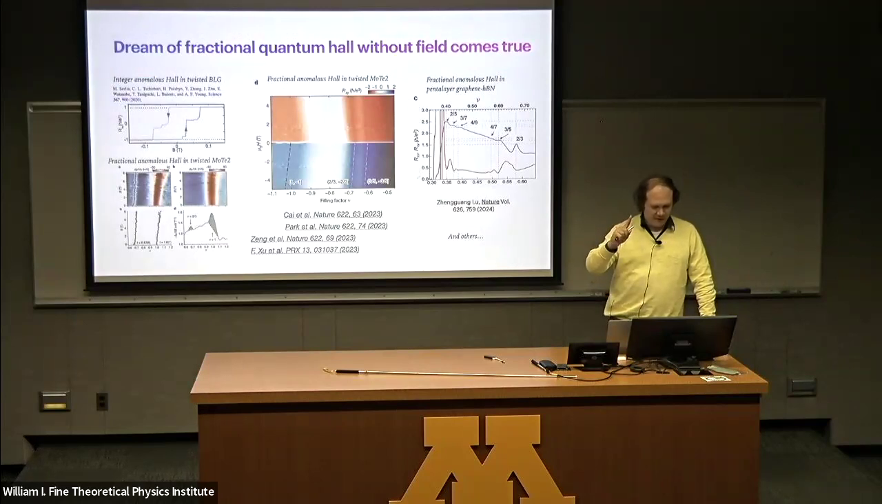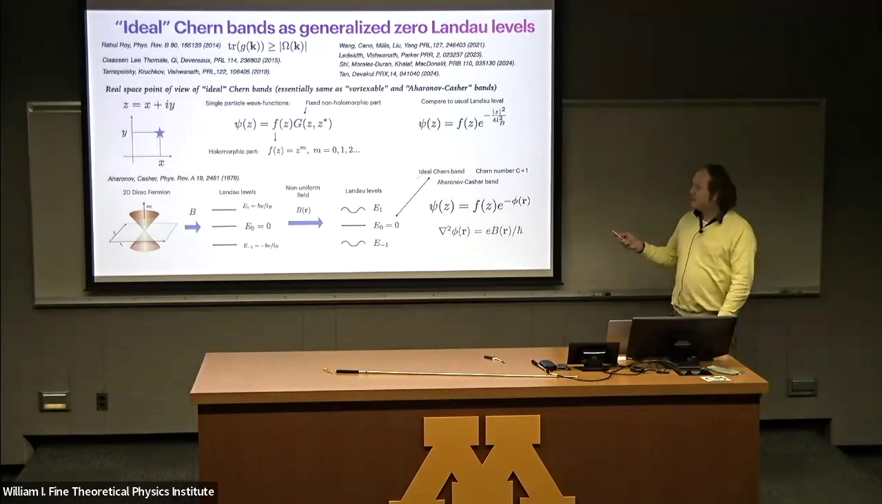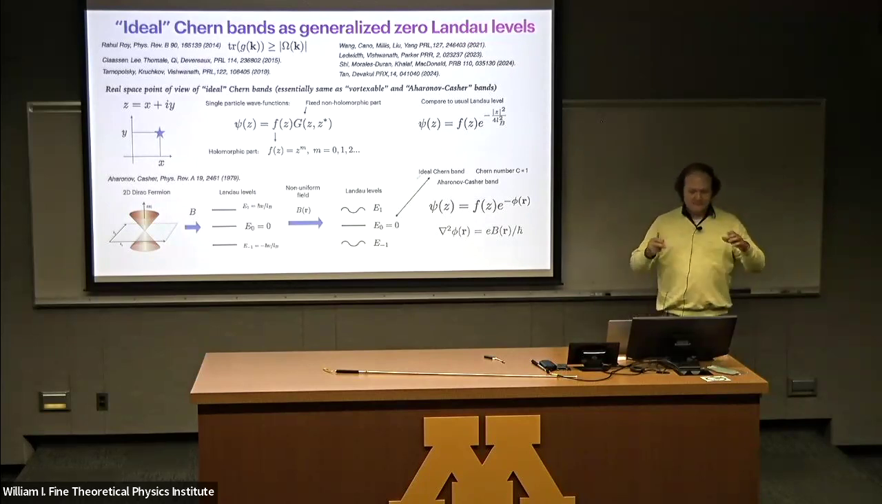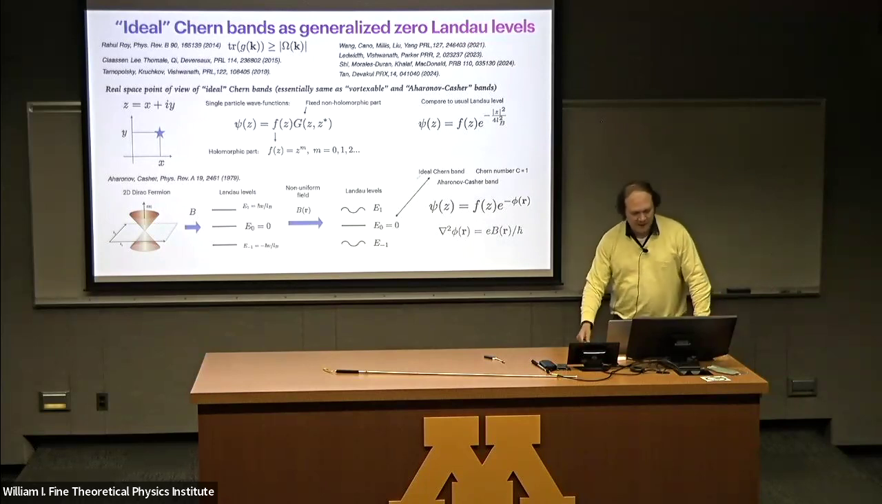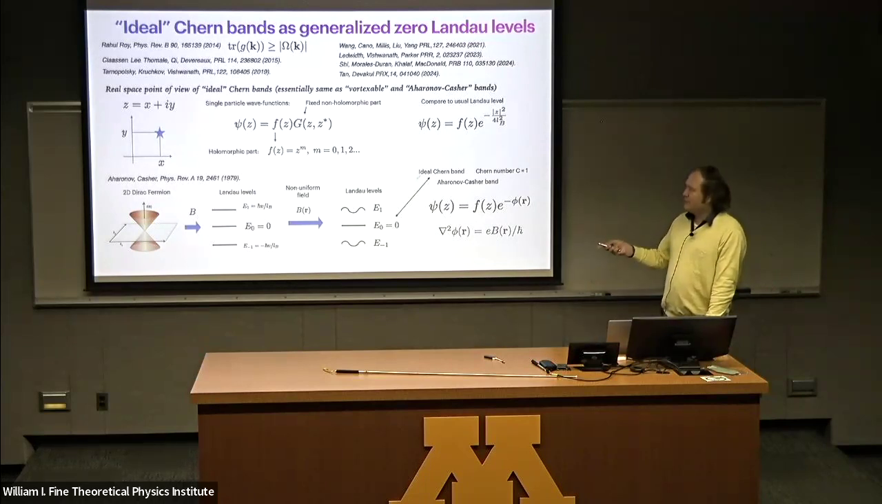So fast forward to today, we live in the era where our dreams of fractional quantum Hall without field came true, thanks to the excellent work of many smart people, some of them here in the audience. We now have a generalized notion of a Landau level that is believed to be relevant in these Moiré materials, what is called an ideal Chern band. I want to review very briefly the real space point of view of this ideal Chern band, which is most useful for the kind of things I'm saying.